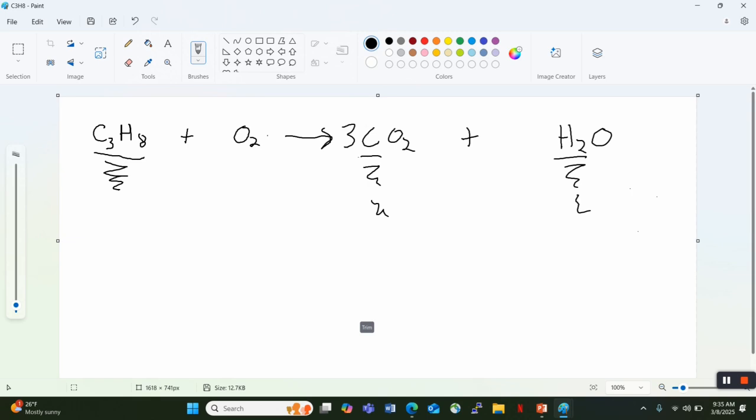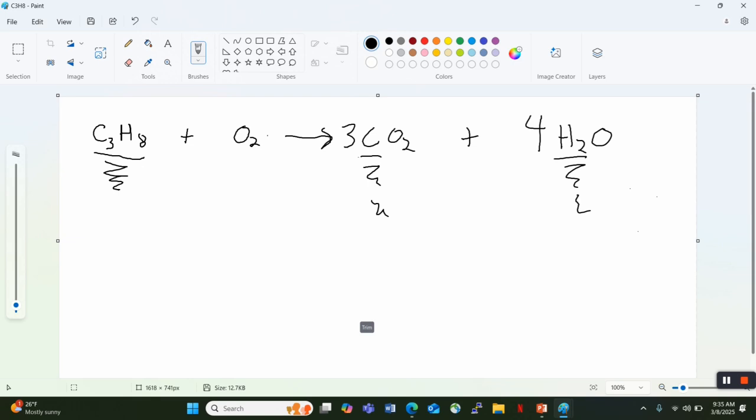We have 8 hydrogen atoms on the left-hand side of our equation, and we have 2 on the right. So we can account for that discrepancy by multiplying our water molecule by 4. So now we have 3 carbons on the left and right-hand side of the equation, 8 hydrogen atoms on the left and right-hand side of the equation.